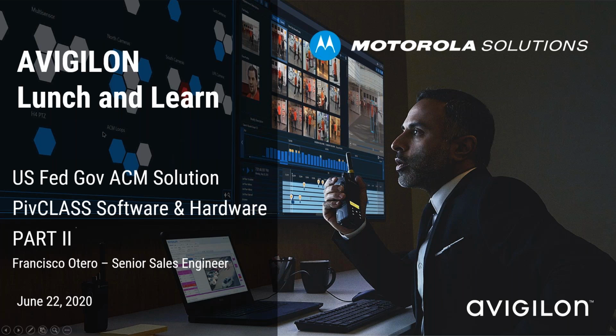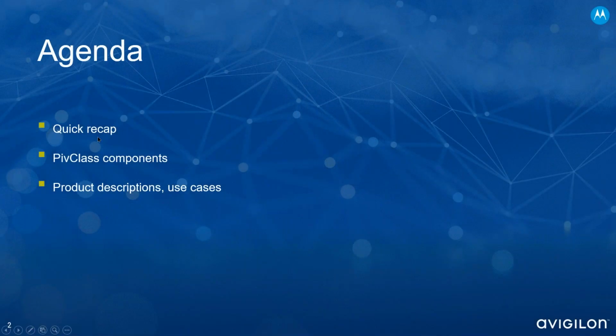Let's get started. Okay, so here's the agenda for today. I'm going to do a very quick recap of the previous session, in case we have someone here who hasn't joined it. It's literally just 2 slides, just to summarize things, and then we're going to talk about the PIV class components. We're going to dive a little bit more into that, some of the product descriptions, some use cases, and we'll go ahead and do that.